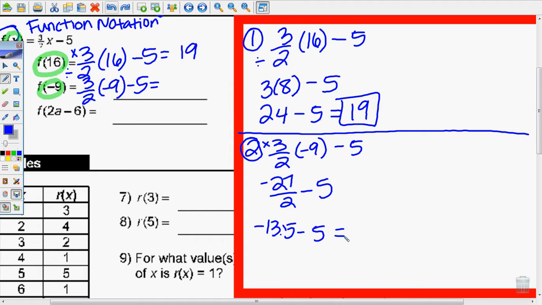Okay? Last step is to combine like terms. If you already owe me $13.50, you're like, hey, let me hold another $5. How much do you owe me now? Negative 18.5. Because you owe me money, right?